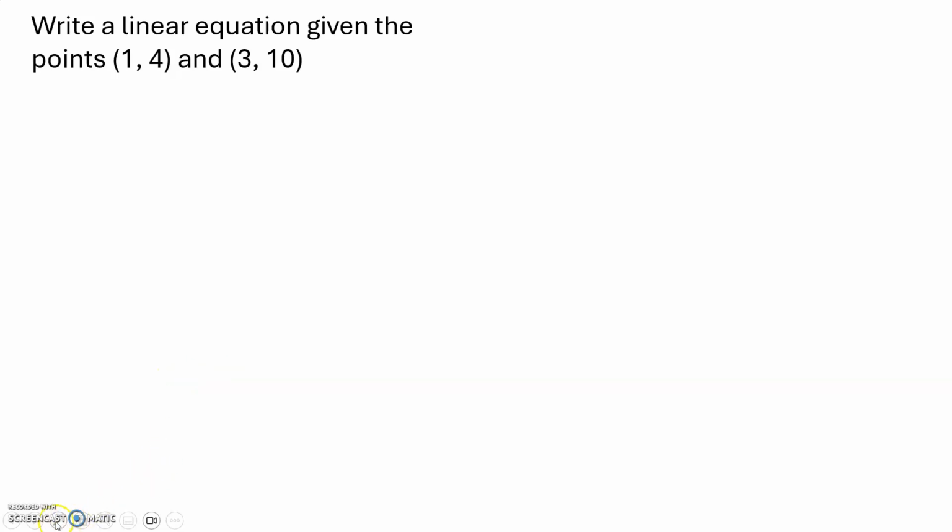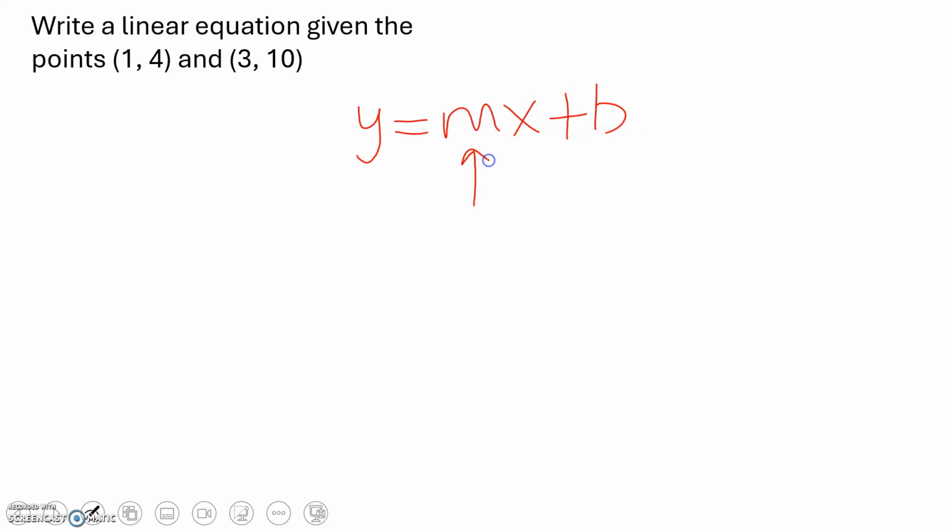All right, let's go ahead and try to write a linear equation simply given two of the points that are on the line. We know that linear equations can be written in the slope-intercept form as y equals mx plus b. Our goal here is to find both m, that is our slope, and b, that is our y-intercept.